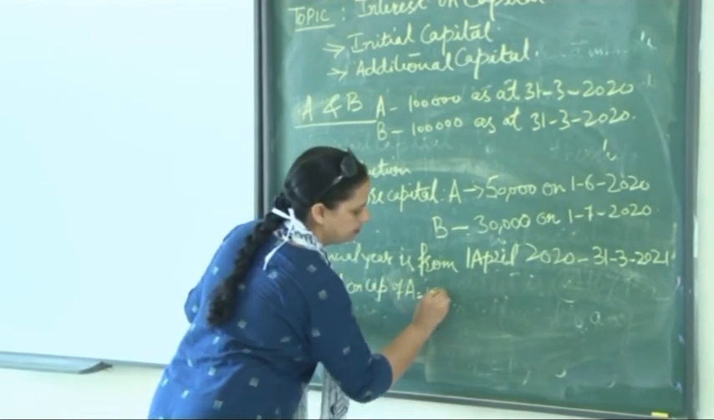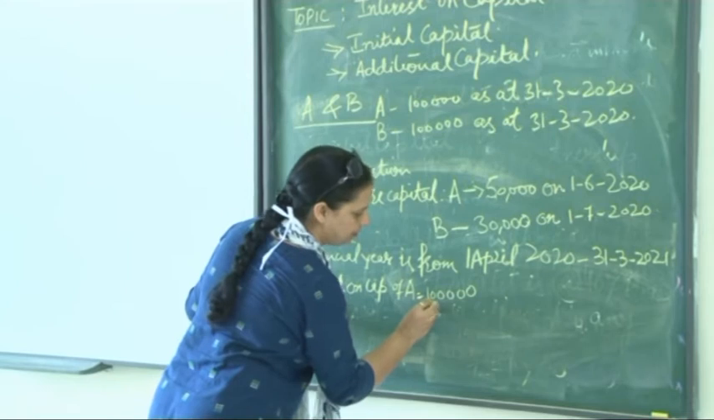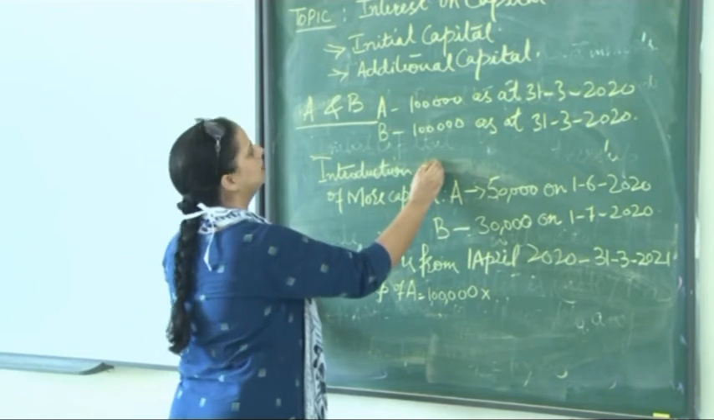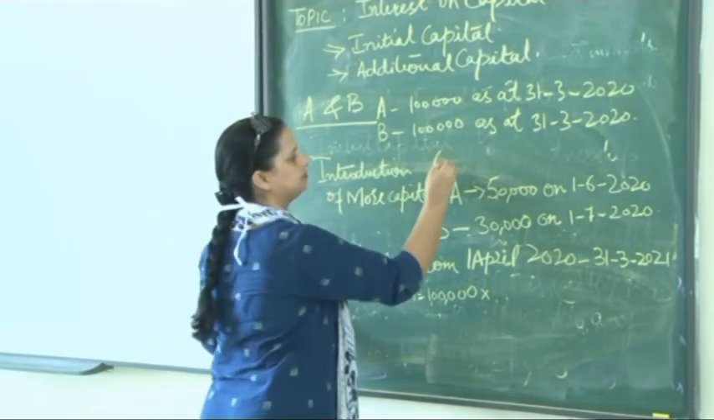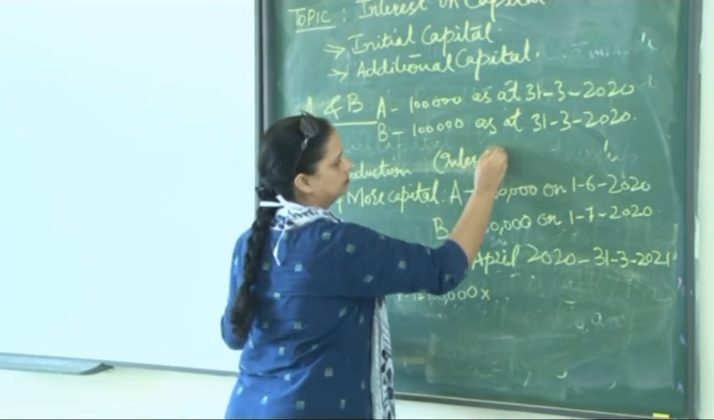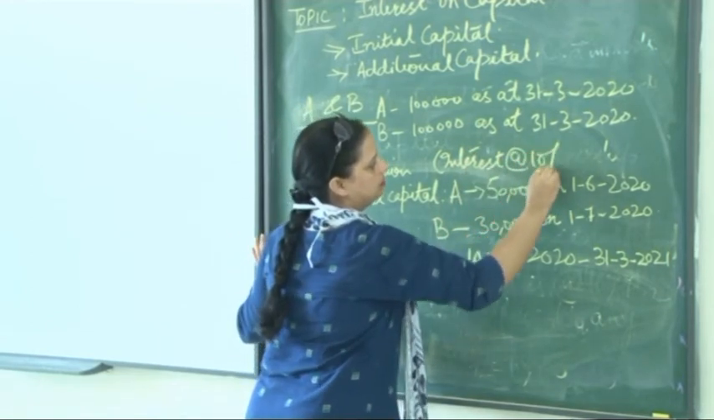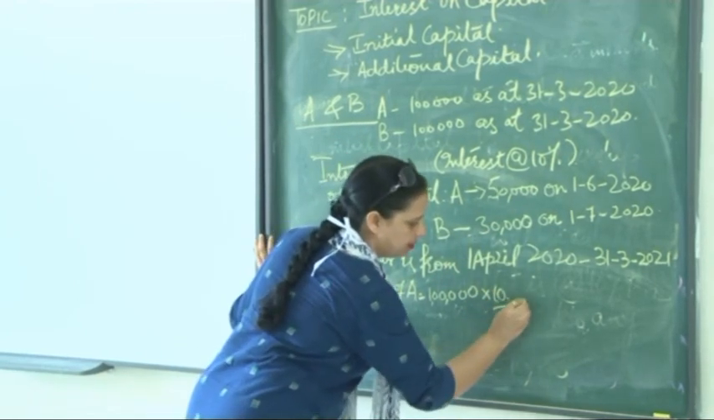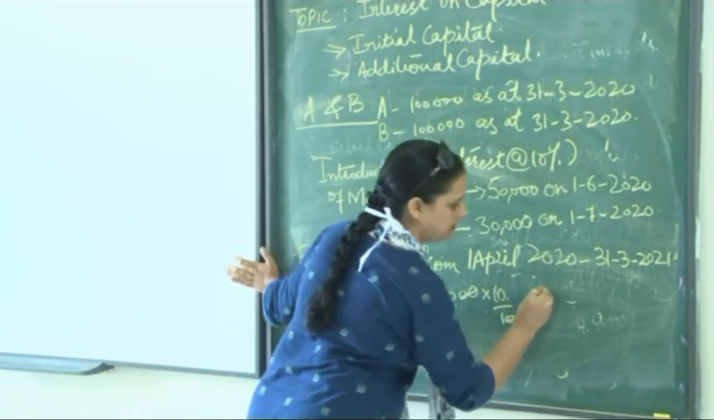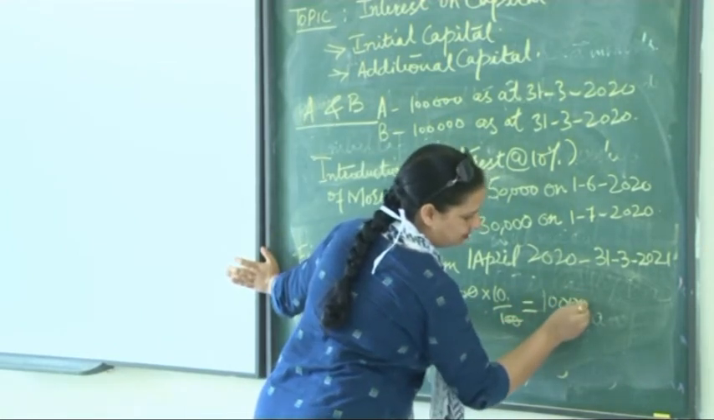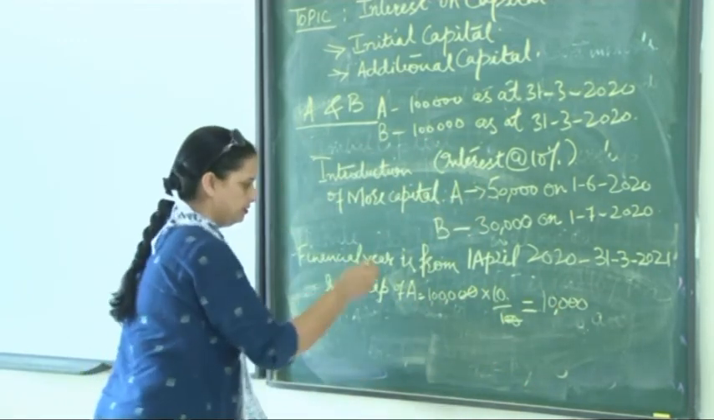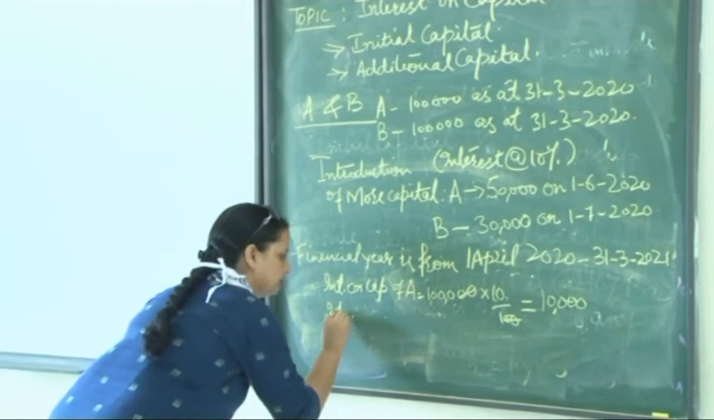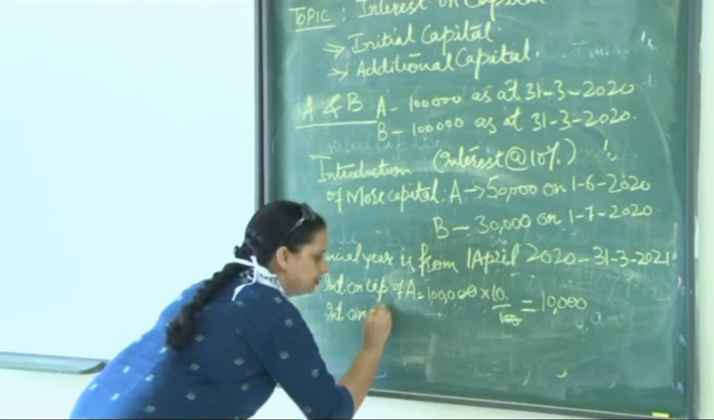Initial capital is 1 lakh. As we have already calculated, the amount of capital at the rate of 10%. Interest is 10%, 10/100, which comes to 10,000, and it is initial capital. And now interest on additional capital.